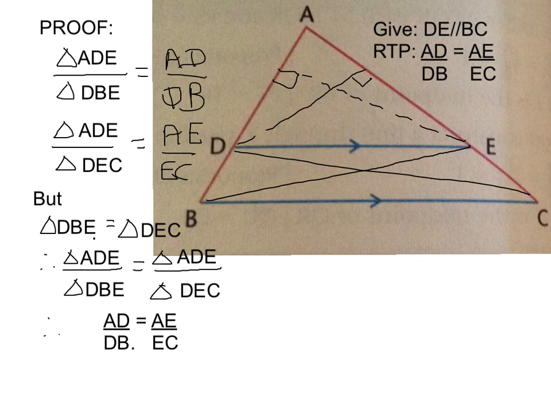But that means that these two fractions here have got to be equal. They've got the same part on the top. And we've now said that DBE and DEC are equal. So the bottoms are also equal. And obviously, if the tops of the fractions are equal and the bottoms of the fractions are equal, then the whole things are equal. But that fraction is AD over DB, and these two areas are AE over EC. Hence, we have proven what we were required to prove.